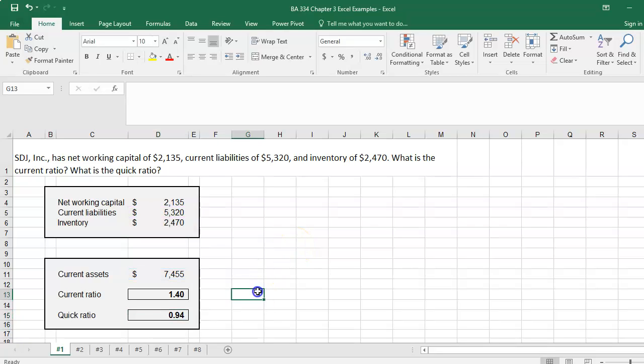So our quick ratio is 0.94. What this tells us is how dependent a company is on selling inventory in order to earn cash. Our quick ratio is almost 1. So that tells us that we have enough cash and accounts receivable on hand to pay for 94% of our current liabilities, meaning that we are not very dependent on the sale of inventory in order to be able to generate cash.